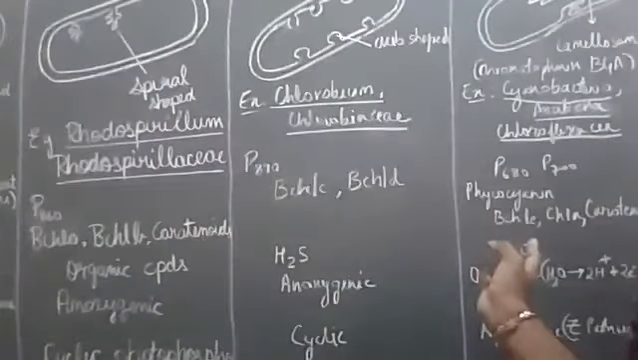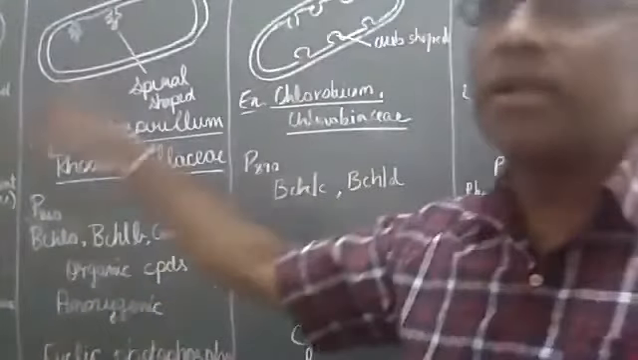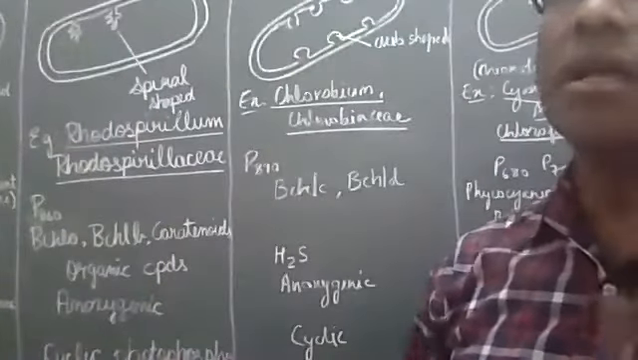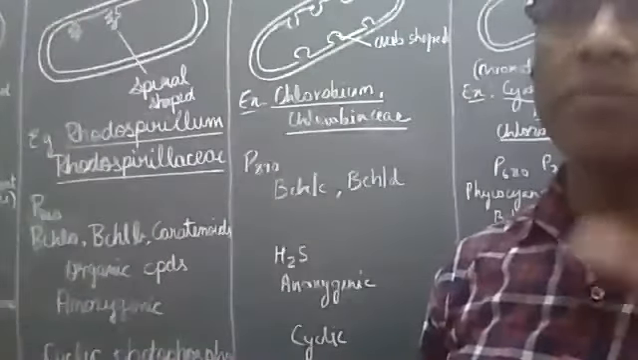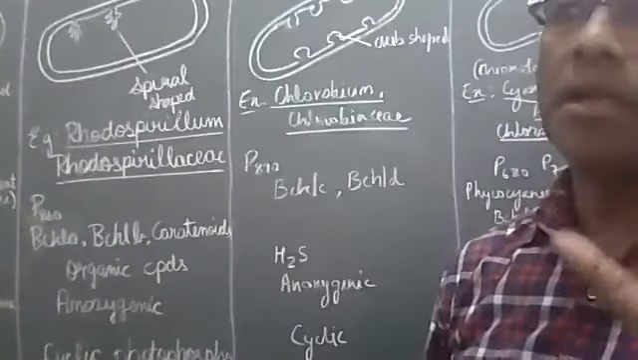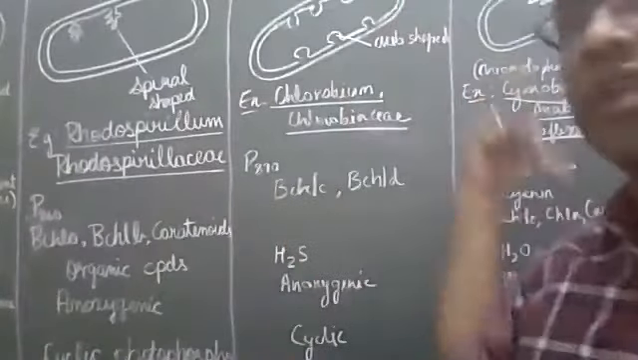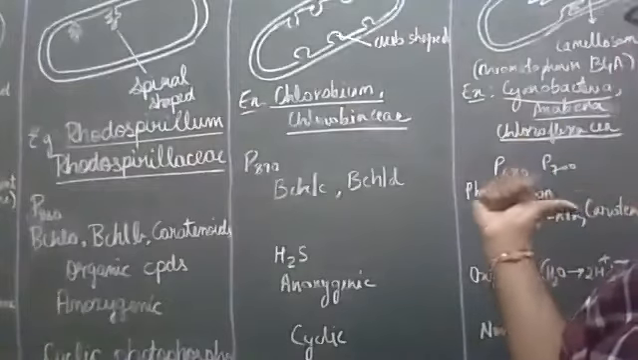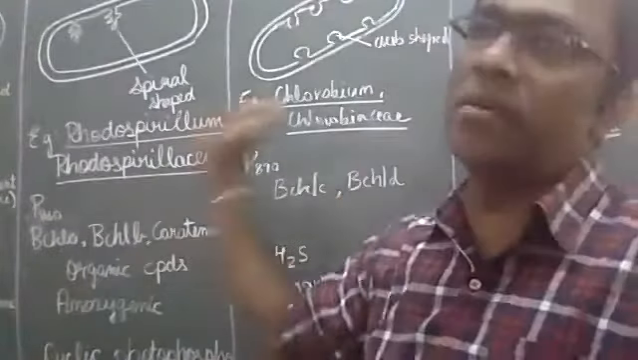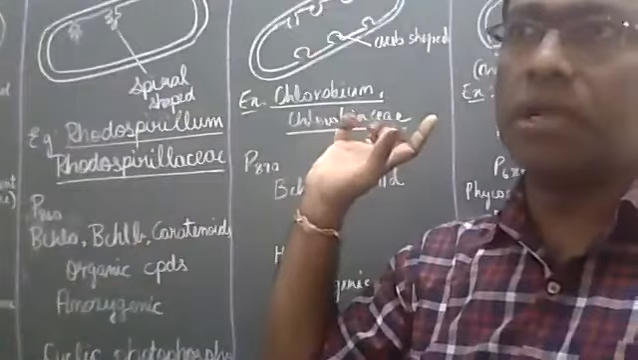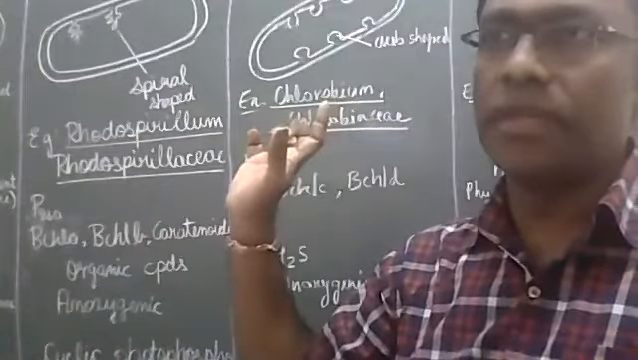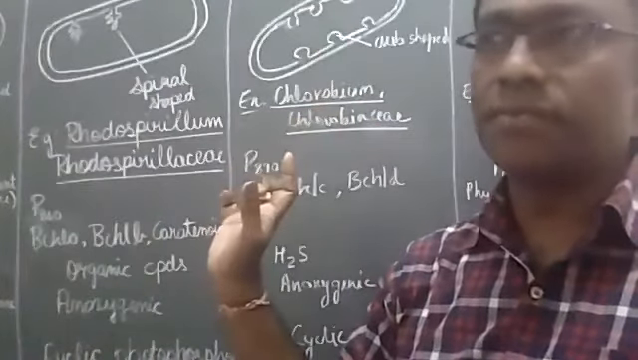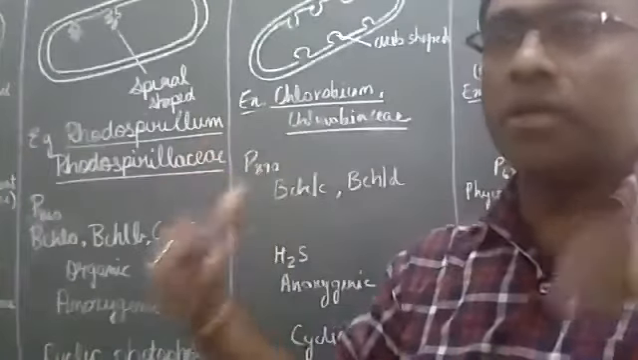I'll repeat once again. Purple sulfur and green sulfur will use what gas? H2S gas. That's why the name sulfur. Then purple non-sulfur and green non-sulfur. Green non-sulfur uses water, like a plant. Purple non-sulfur uses organic compounds, like alcohol, etc., to get the electrons. So I'm coming slowly to the topic.